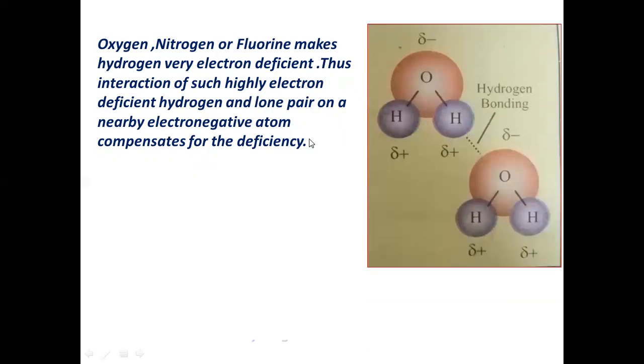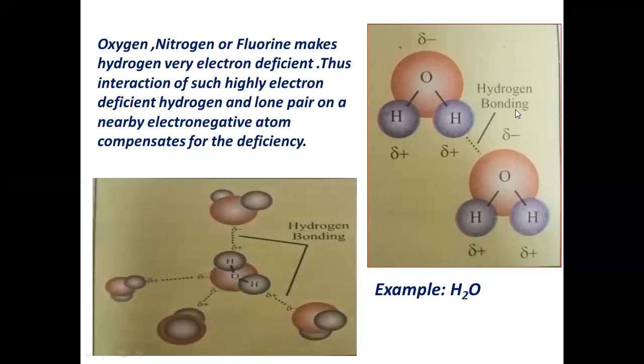In this case, we have two water molecules which can make a hydrogen bond with each other. You can see that the hydrogen of one water molecule is attracted by the lone pair electrons present on the oxygen atom, and in turn will form hydrogen bonding. An example of hydrogen bonding is the water molecule. You can see here the central one is a water molecule.